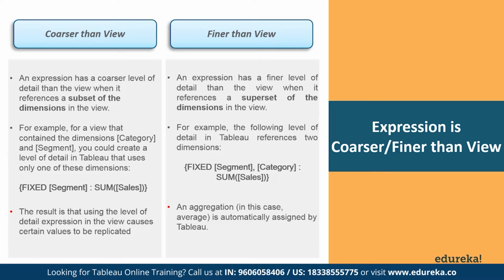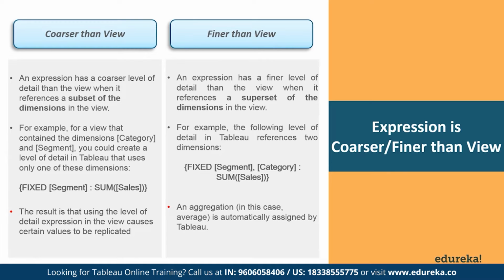So if I say the level of detail expression is coarser than the view level of detail, I mean that it references a subset of the dimensions of the view. For example, for a view that contained the dimensions category and segment, you could create a level of detail that uses only one of these dimensions. So when I use this expression here, the expression has a coarser level of detail than the view. It bases its values on one dimension, that is segment, whereas the view is basing its view on two dimensions, segment and category. The result is that using the level of detail expression in the view causes certain values to be replicated. That is, they will appear multiple times.